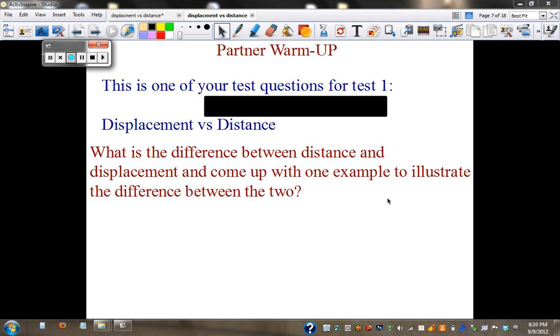Alright, this video is on displacement and distance in one dimension. But before you watch this, you should be able to do this warm-up. We did this in class, but if you can't answer these things, then you need to go back and watch the first video, displacement versus distance, so you know the critical difference between those two things.